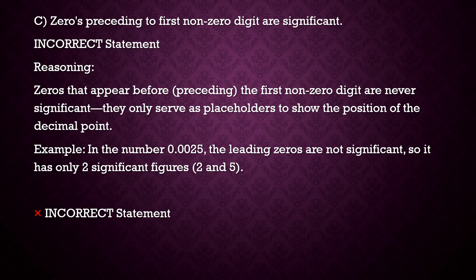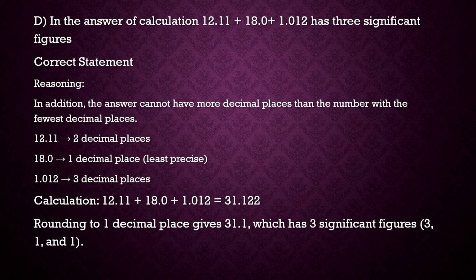So let's see the D statement, whether it is correct or incorrect. The answer of the calculation 12.11 plus 18.0 plus 1.012 has three significant figures. It is a correct statement. Why is it correct? In addition, the answer cannot have more decimal places than the number with the fewest decimal places.